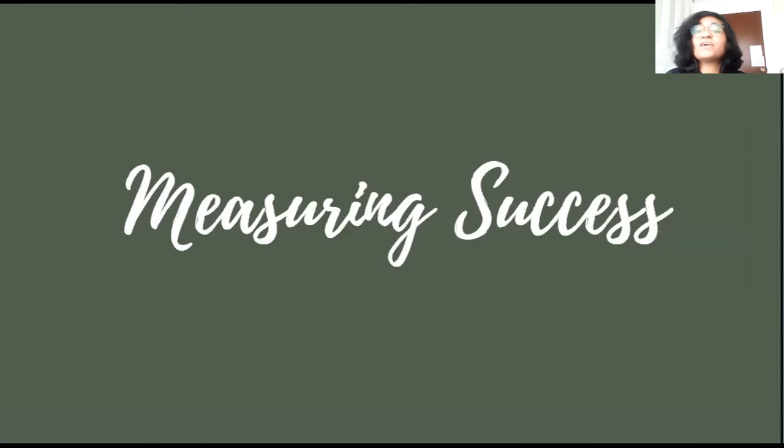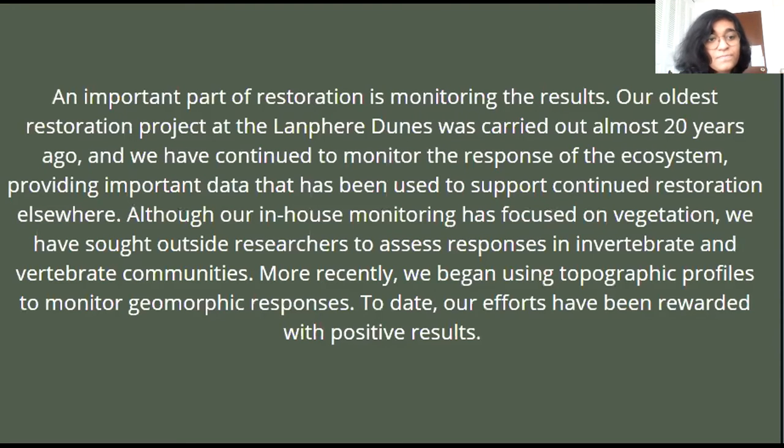Measuring success. Manual removal requires repeated visits to dig up the resprouting of the plants, which have an extensive system of underground stems. Plants are killed gradually within 2 to 3 years, which gives native plants a chance to recolonize at the same time.